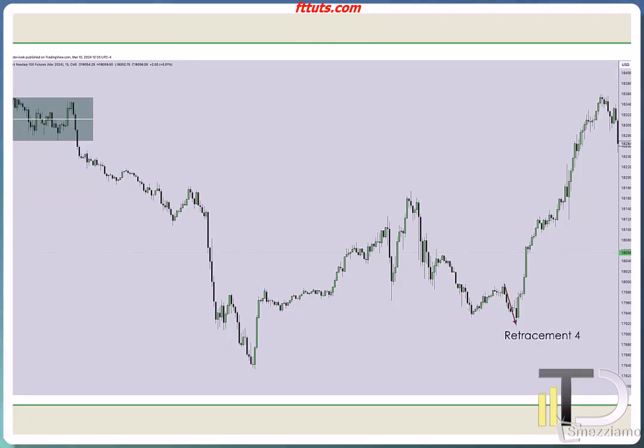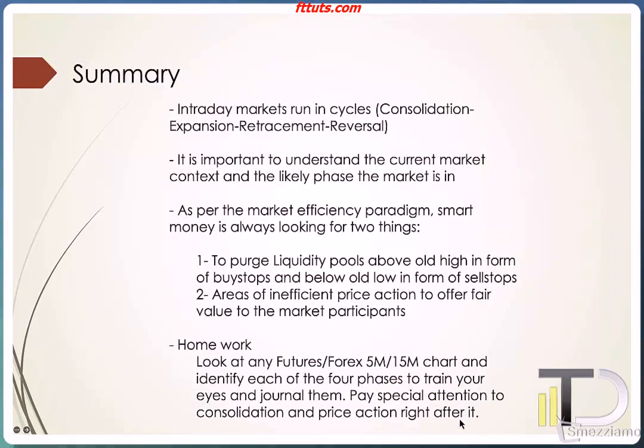And now as you can see, after multiple retracements and expansions, the price was able to run the liquidity of the consolidation range before finally reversing. So in summary, let's go over the main concepts that we have learned in this video. Number 1, intraday markets run in cycles: consolidation, expansion, retracement, reversal. It is extremely important to understand the current market context before taking a trade.